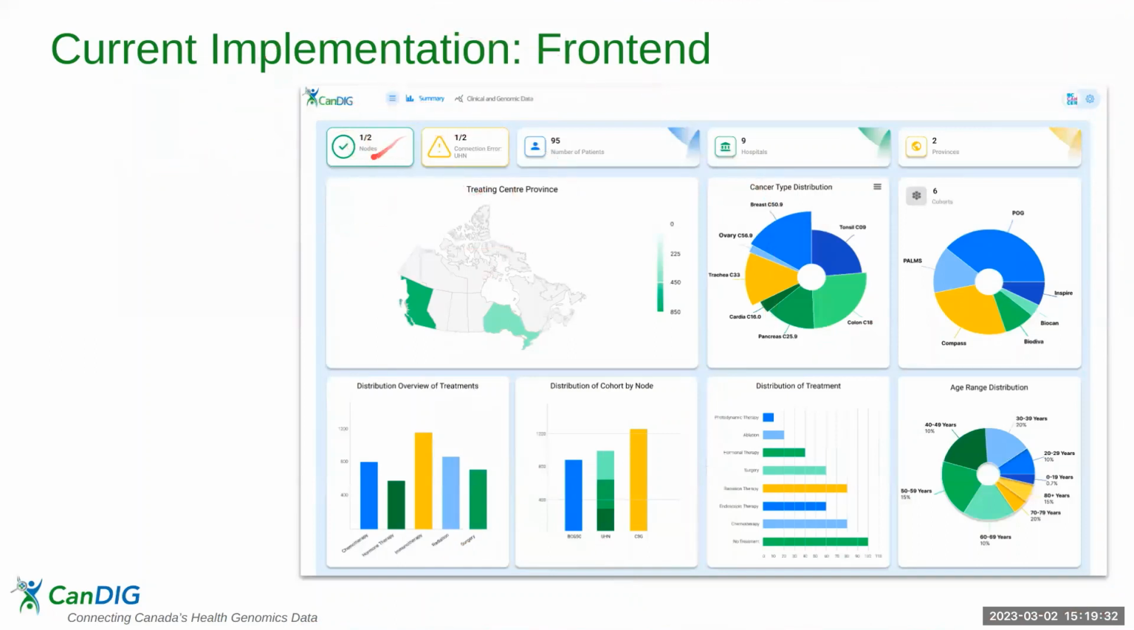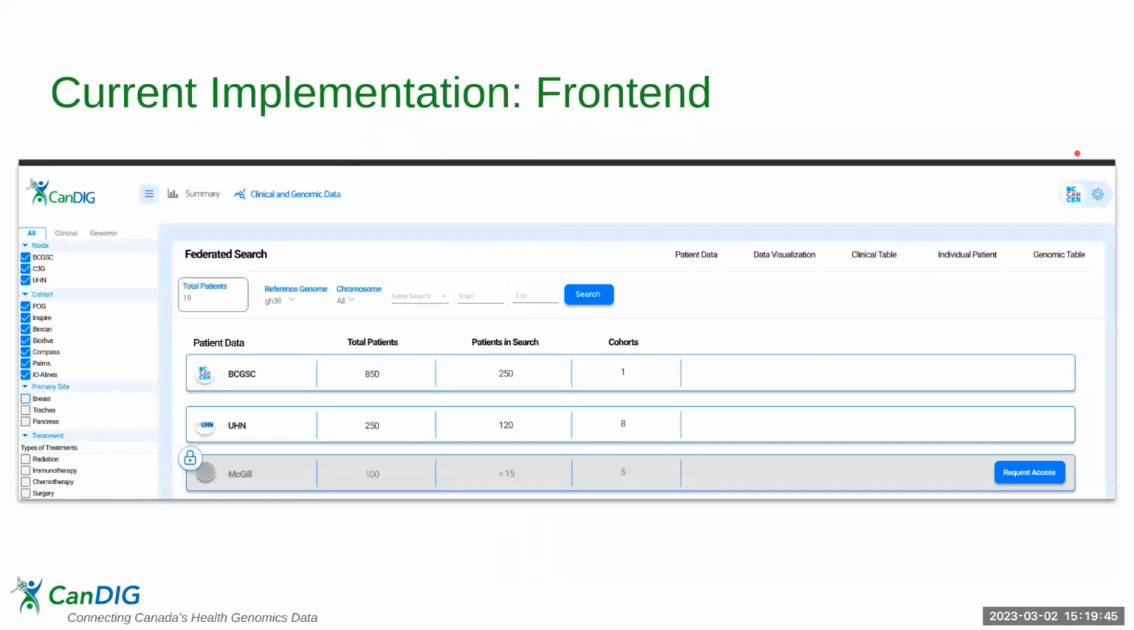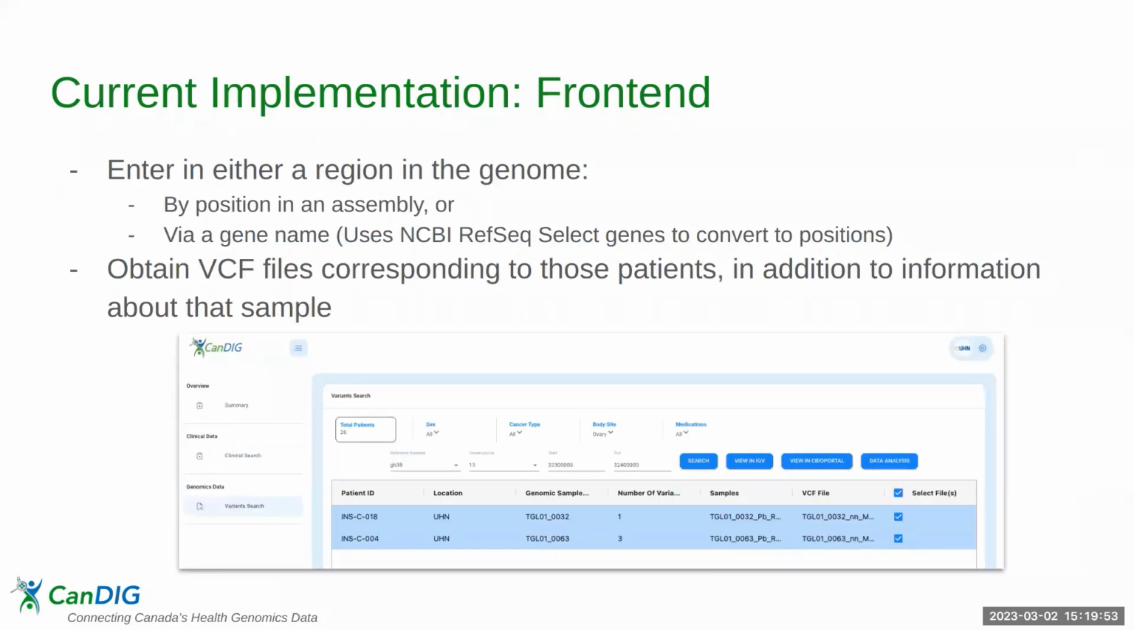Just as mentioned before, there's federation. So when you make a discovery query, you are querying across a certain number of nodes, across a certain number of hospitals, across a certain number of provinces. And as for what the federated search actually looks like, currently it looks like this. So let me go through each of these by parts. You would enter at the top either a region of the genome by start and end position, or via gene name, which is an older version.